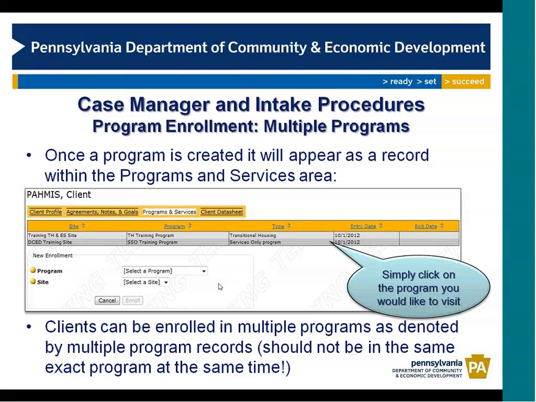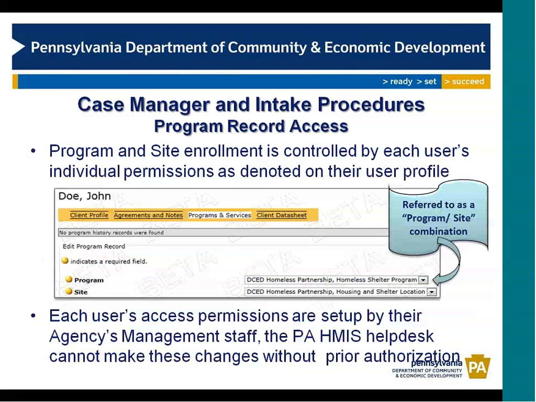So if you see any validation errors saying, hey, the client's already in that program, take a look at the dates to make sure that you're not overlapping anything there. Kind of what we talked about during the enrollment stage, the system is controlled during the enrollments by each individual user's permissions based on their user profile. Referred to what we call a program and a site combination. A user can't have a permission to just a program or just a site. It's a combination together.